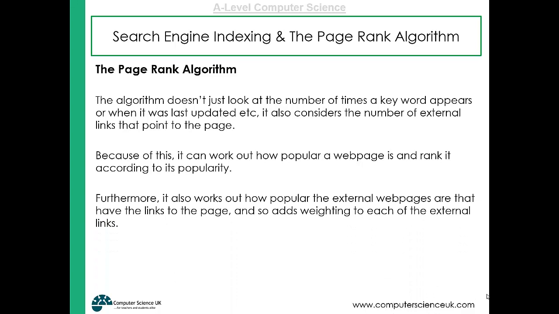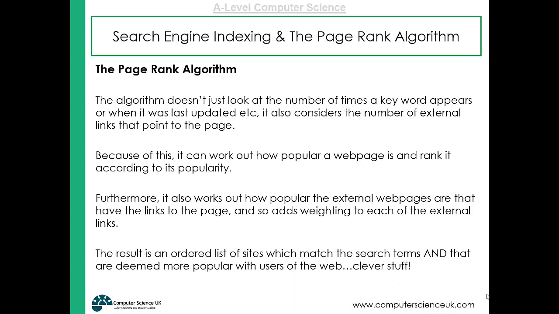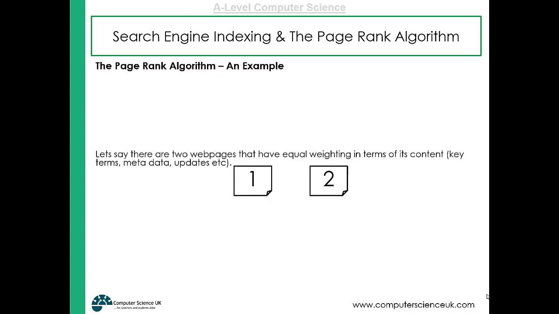So it works out how popular the external web pages are that have links to that page as well, and so then adds weighting to each of those external links. So it's not just how popular a web page is, it also looks at all of the pages that point to that page, and conducts the algorithm to find out how popular they are as well. So the result is an ordered list of sites which match the search term and are deemed more popular with users of the web.